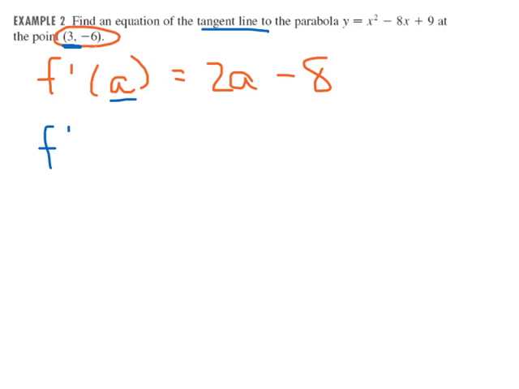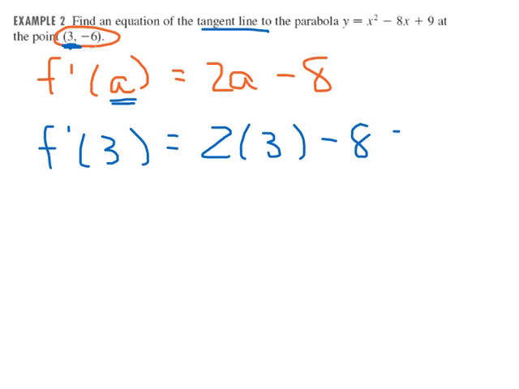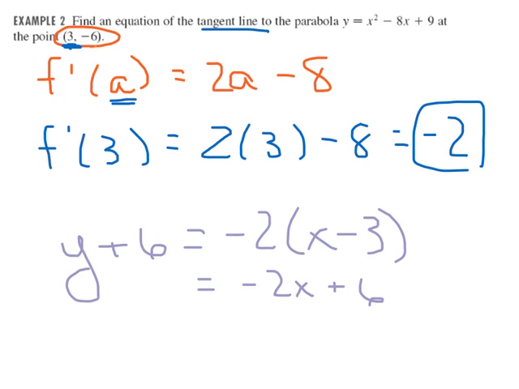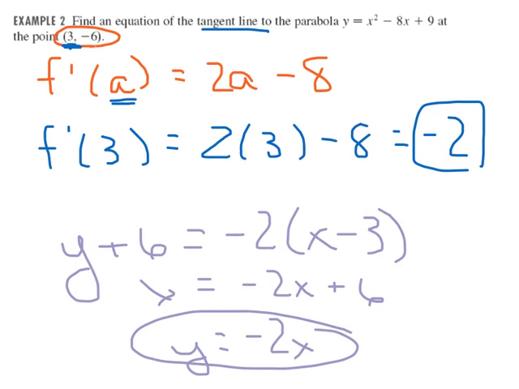So this was the slope at a. So right now they're basically asking for the slope at 3. So we're going to put it into this equation and get -2. So that's your slope. Use your slope along with your point and get your equation. So y minus -6 equals the slope times x minus 3, distribute through, and move the 6 over as a minus 6, so y equals -2x, in case you missed it in class.